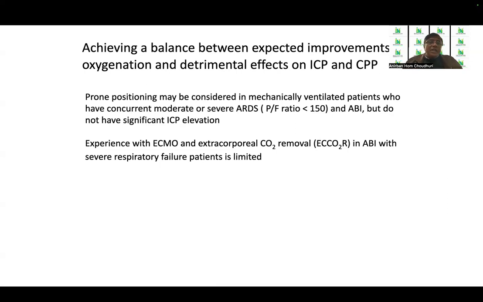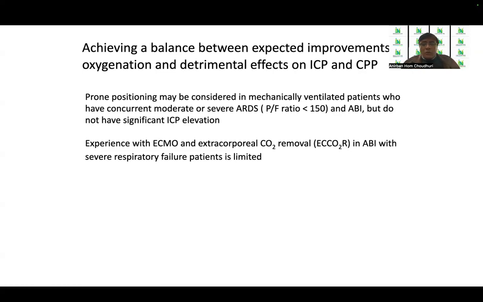So prone positioning studies have found it may be considered in mechanically ventilated patients who have concurrent moderate or severe ARDS with a PF ratio of less than 150 and ABI, but do not have significant ICP elevation, because we know that raised ICP is one of the contraindications to prone ventilation. So this may be a consideration, although the evidence is very limited.